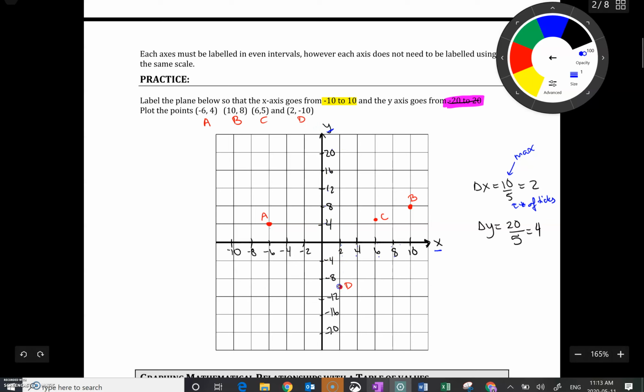Okay, great job with this first video. The next video is going to look at how we can graph based on formulas and apply that for modeling real mathematical relationships. Okay, great work, and tune into the next video.